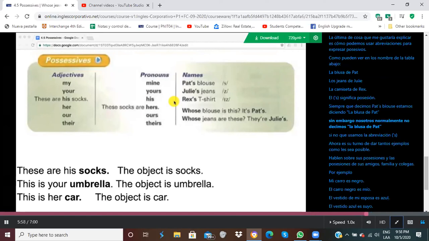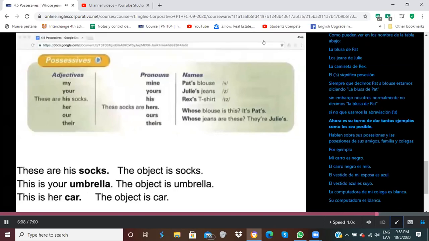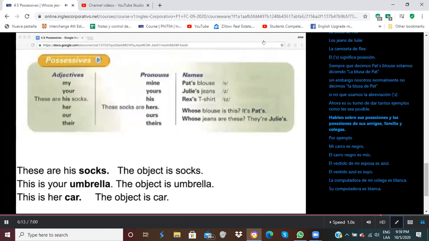However, we normally don't express the blouse of Pat. Instead, we use the contraction or the apostrophe S. Now it's your turn to give as many examples as possible. Talk about your possessions and the possessions of your friends.